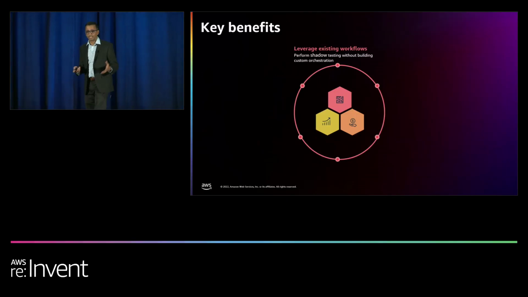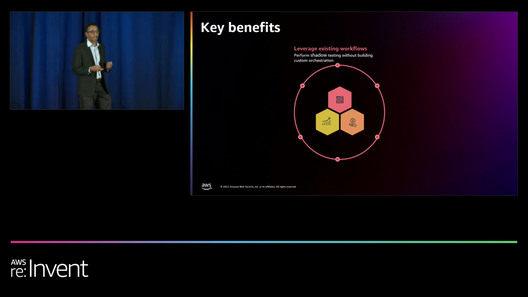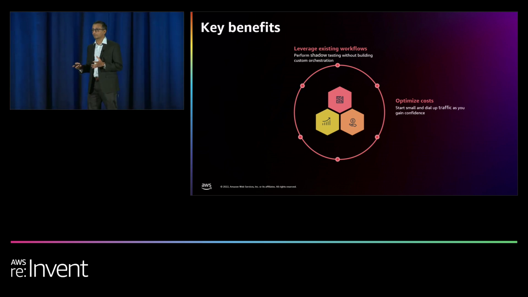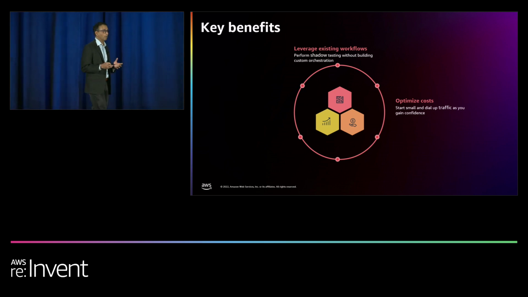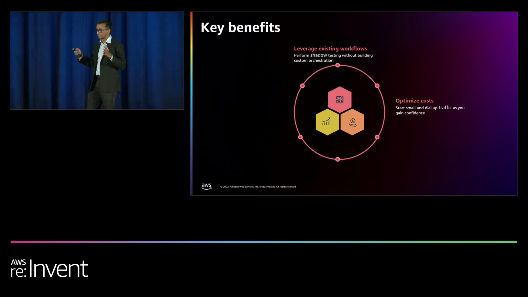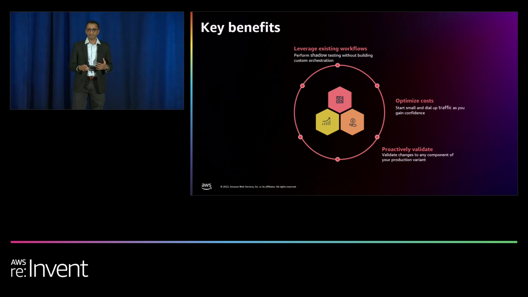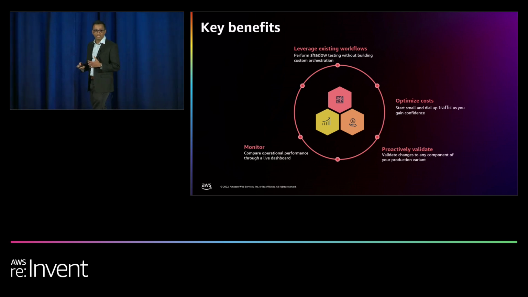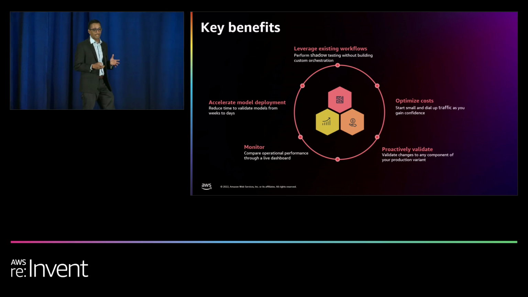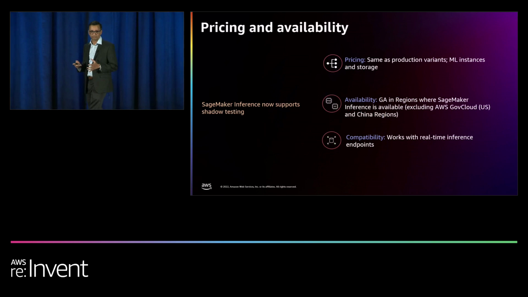And just to recap, the key benefits of this feature are that you can leverage existing workflows. You don't have to build additional orchestration. And then we discussed a couple of ways in which you can control costs. One of them being controlling the traffic sampling, and the other being the time duration of tests. And then this shadow testing enables you to proactively validate instead of reactively validating. And through the dashboard, you can compare the operational performance. And through all of this, you can accelerate your model deployment from weeks to days, right?